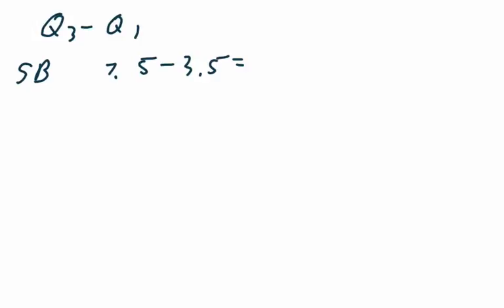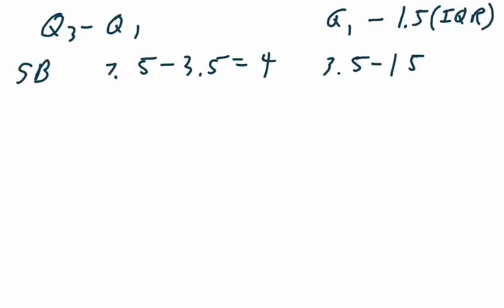Alright, so for 11A, because we skipped number 10, determine the outliers in each distribution if there are any. In order to find this out, we're going to find the IQR, which is Q3 minus Q1. For Stony Brook, it is 7.5 minus 3.5, which is equal to 4. Now I'm going to take Q1, which is 3.5, minus 1.5 times the IQR. And 3.5 minus 1.5 times 4 turns out to be negative 2.5.